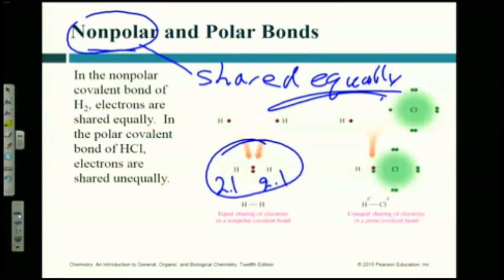Now, when you look over here at hydrogen chloride, hydrogen is 2.1, chlorine is 3.0. What's the difference here? 0.9 difference. This is polar. Chlorine is pulling those electrons towards it more than hydrogen. Or you could say the electrons spend more time on this side of the molecule than they do on that side of the molecule. Fair enough? Because it has a bigger electronegativity.